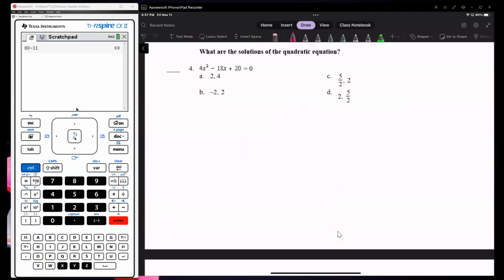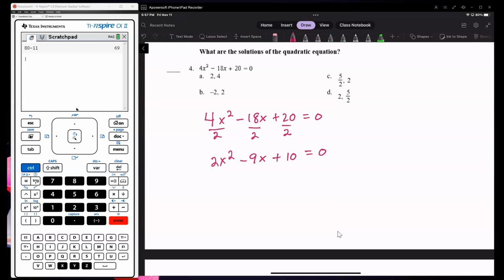What are the solutions of the quadratic equation? So you have 4x squared minus 18x plus 20 equals 0. And you're always looking to see if there's anything that you can factor before we even start. You notice that all of these are divisible by 2. So you're going to divide by 2, divide by 2, divide by 2. So we have 2x squared minus 9x plus 10 is equal to 0.